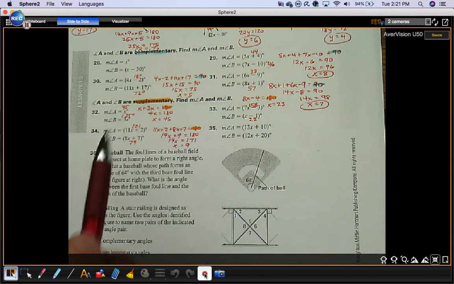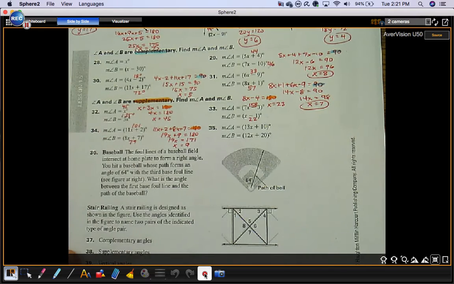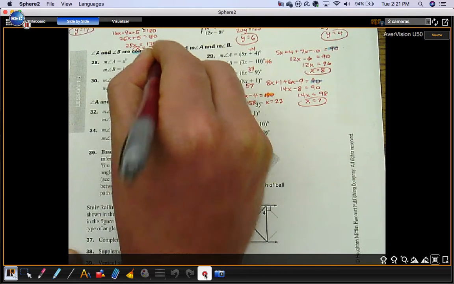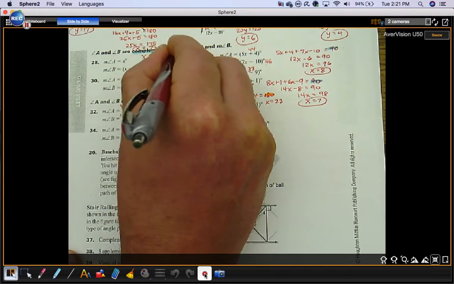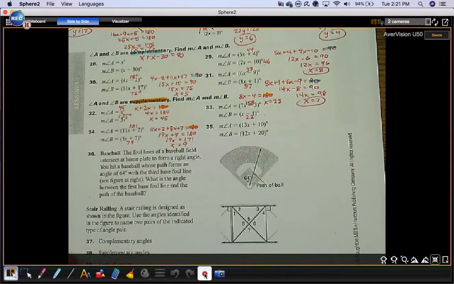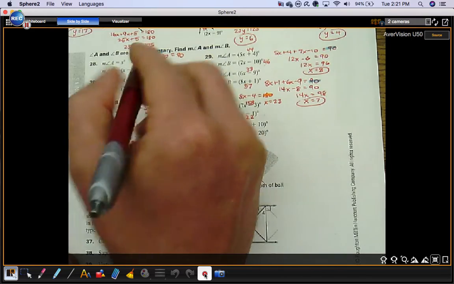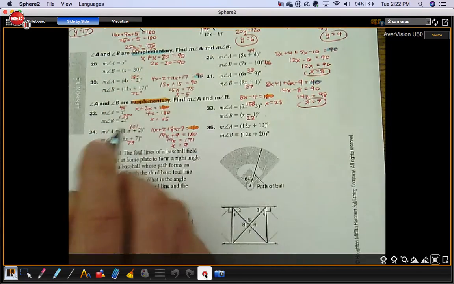Okay, so let's just go over real quick how you do angle A and angle B if they're complementary. Here's angle A, here's angle B. They're complementary. That means they add to give you 90. So you write that equation. Now simplify your equation because you have two like terms over here. 2x minus 30 equals 90.